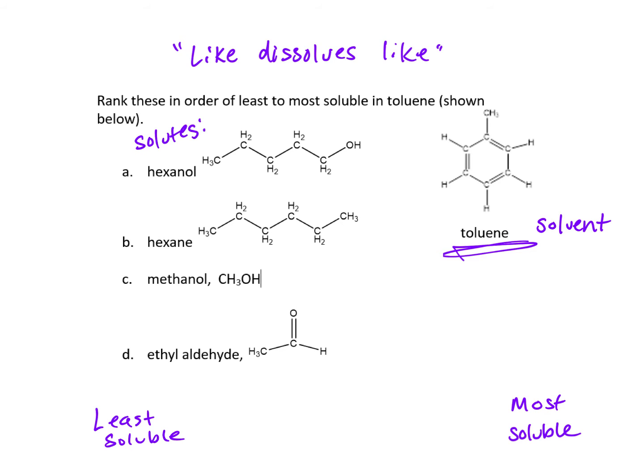All right, which one of these would be least soluble in toluene? C? Methanol? Everyone agree? Why is that? Yeah. It's the most polar, correct. So methanol has an OH bond. It can do hydrogen bonding. It has a dipole, so it has dipole-dipole interactions, and of course it has dispersion.